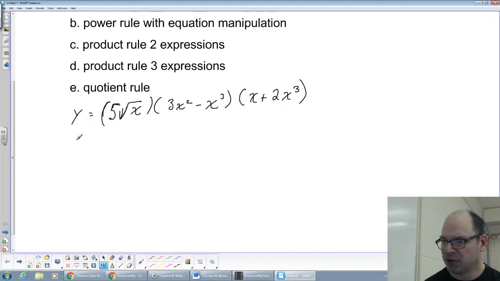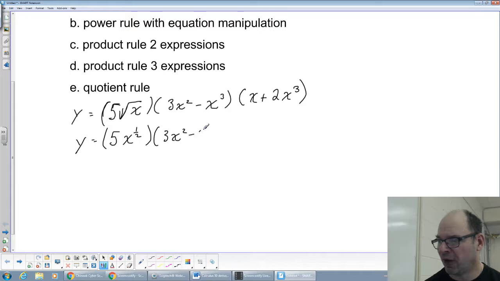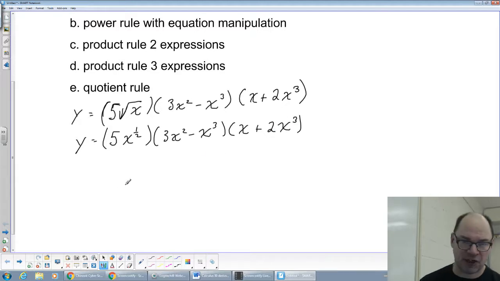So I guess we should rearrange it first into fractions. This is 5x to the power of 1/2, 3x squared minus x cubed, x plus 2x. Okay, so if you want to try that, go ahead, pause it and do that. And I'm going to work it out here.